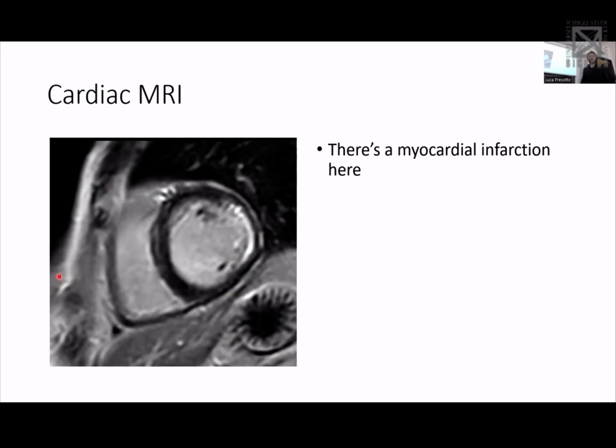Let's make it more complex. That's a cardiac MRI, and there's a myocardial infarction here. And the question is, if you spot it, how do you describe it? So here you can say in the middle of the lateral wall, we have a hyperintensity and a thinner myocardium. But these are qualitative words.